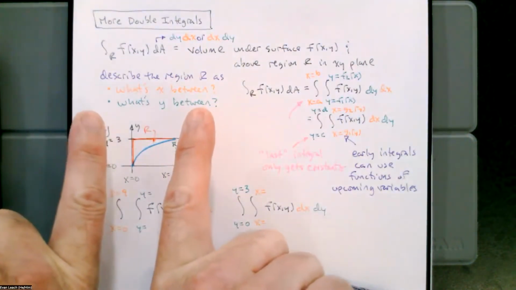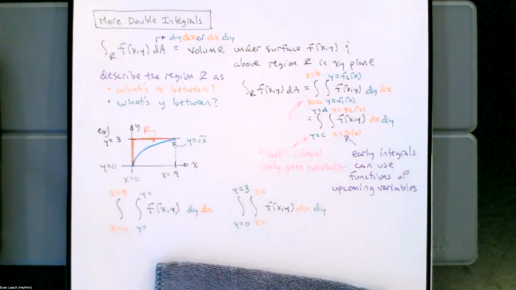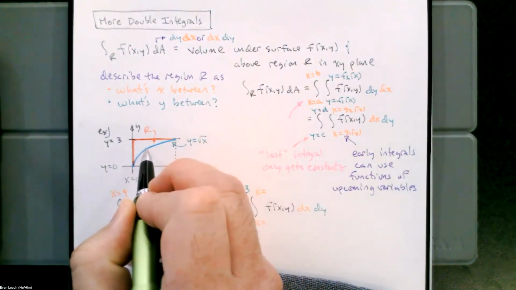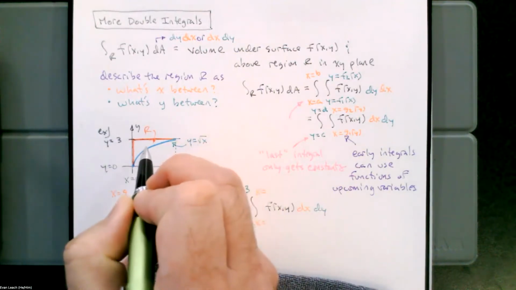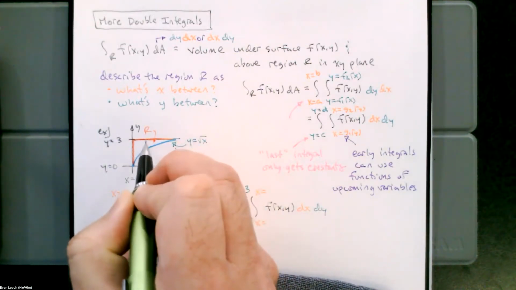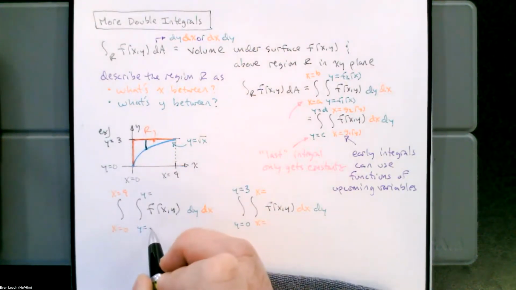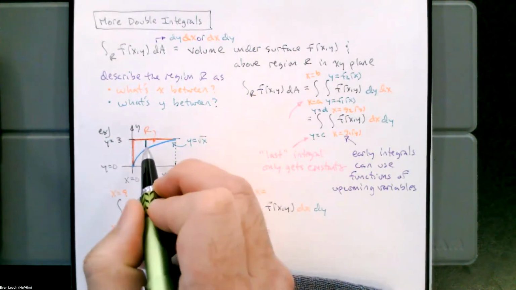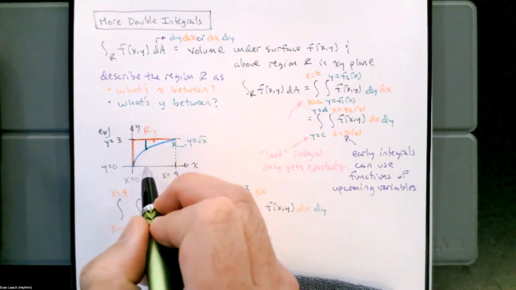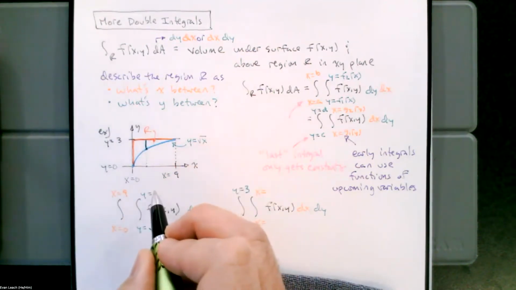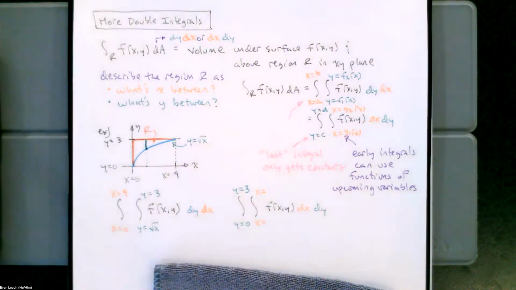Now, for the x is between 0 and 9, we've got to think about what's y between. So we're going to pick a typical x value, and we're going to say, what's the lowest y value that we see in the region? And that would be the curve. And where do they stop? And that would be y equals 3. So we're going to integrate from the square root of x, because that's where we hit the region first for a typical x value. And we're going to stop when we get to y equals 3. And then we're going to do this for all the x's between 0 and 9.